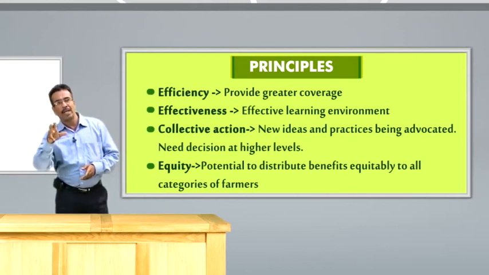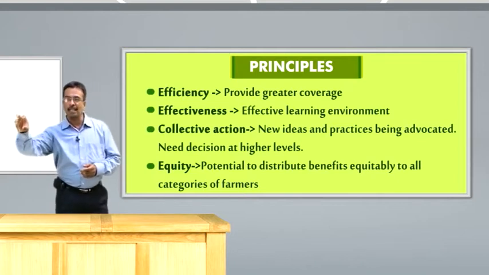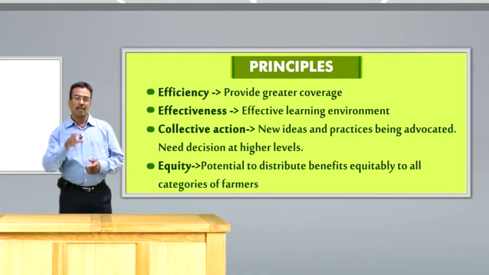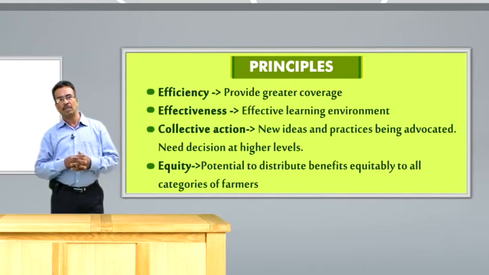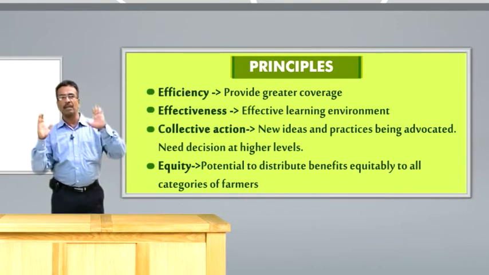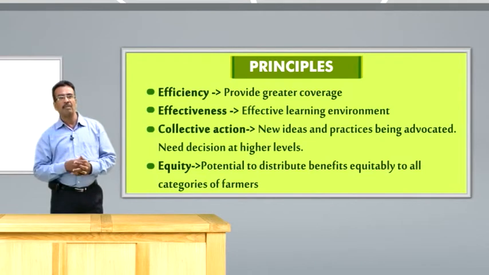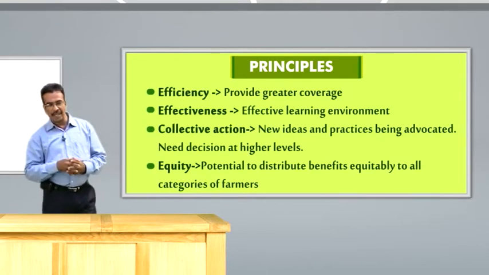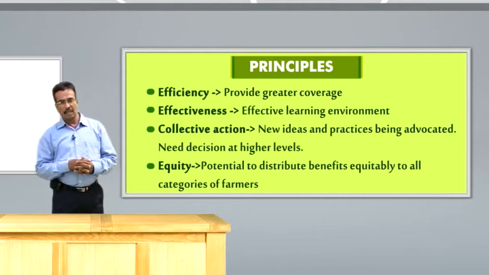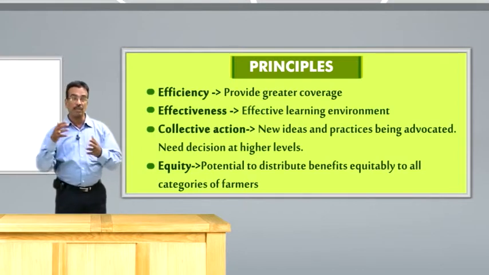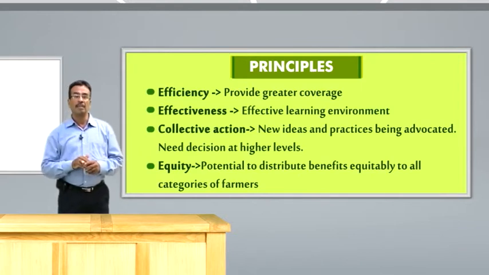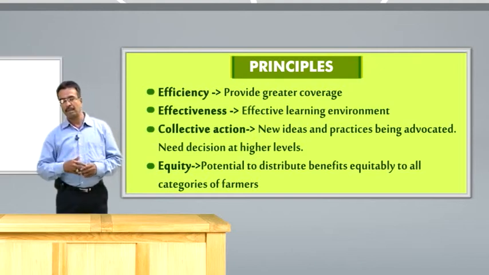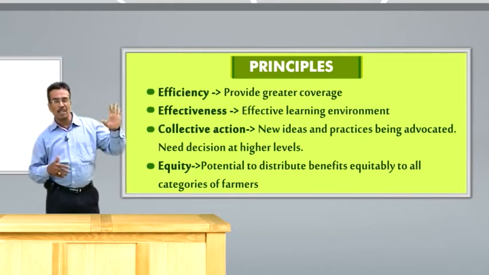Otherwise, if you give information to one person and then another, there is a distortion of the message. When we give the message simultaneously, the efficiency will be more. Then effectiveness and learning environment: rather than telling one person, I am covering a group of people, so the learning environment will be more. Then collective action: new ideas and practices being advocated need decisions at a higher level, that is collective decision making. A very typical example is the good commodity groups. You have all seen the ATMA and other extension reforms, in which the major concept is FIG.